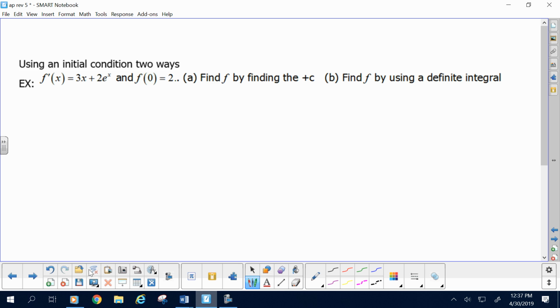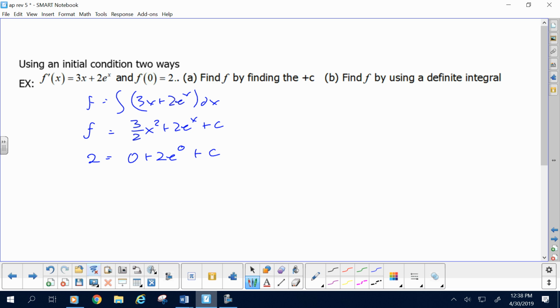There are 2 ways to use an initial condition. It's expected you are able to do both, no problem. One way is to use an indefinite integral and find the plus c. So you could say that f is the antiderivative of this. I beg you, please be aware that not always, when you put a 0 in, does it 0 out. You need to know to slow yourself down. Wouldn't you agree the antiderivative is 3 halves x squared plus 2e to the x plus c? If I put in the initial of 2, I get 0 plus 2e to the 0, which is not 0.